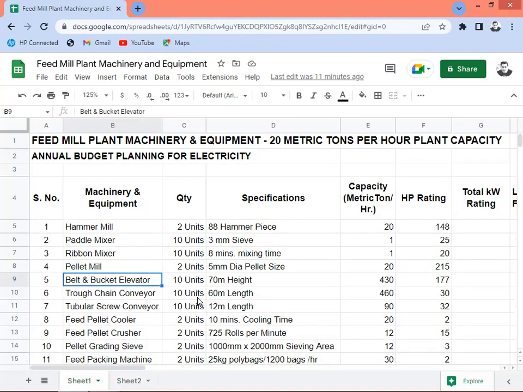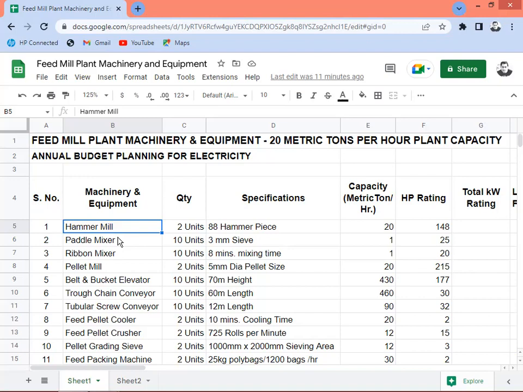All right, so we have some equipment here which has electric motors. You know, the motors will naturally consume electricity, which contributes to the cost of our manufacturing production lines. Okay, so I have specified here a feed mill plant machinery and equipment for our example in our exercise.